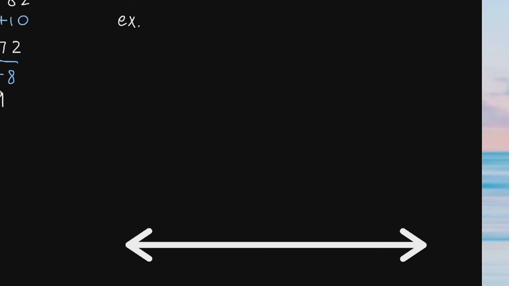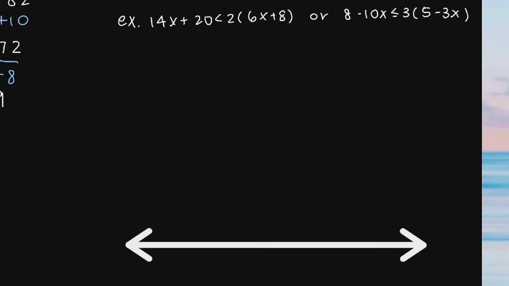So for the next example, we have 14x plus 20 is less than 2 times 6x plus 8, or 8 minus 10x is less than or equal to 3 times 5 minus 3x. So again, since this is an OR problem, we're going to solve each one individually. So on the left-hand side, we first want to distribute. So we get 14x plus 20 is less than 12x plus 16.